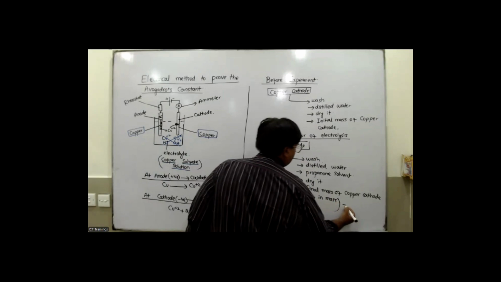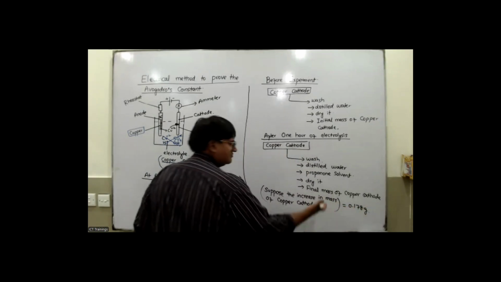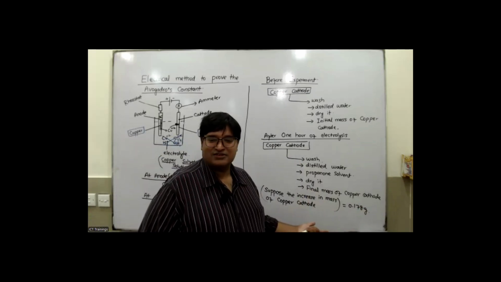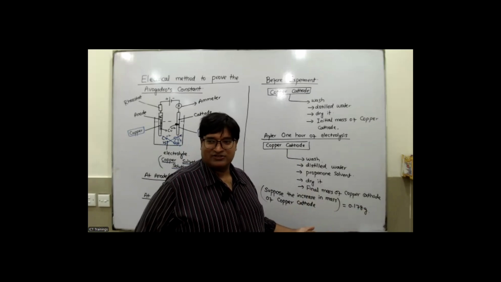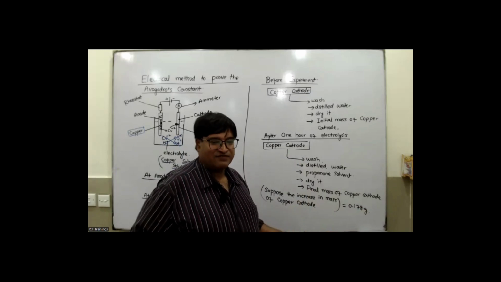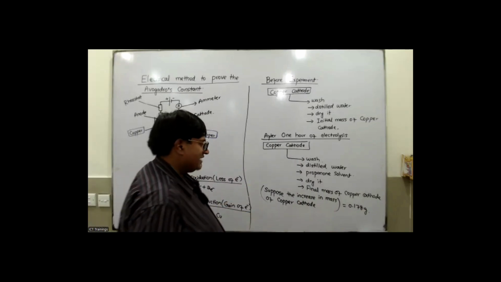That is 0.178 grams. This is, I'm going to suppose, not the actual value, so my answer wouldn't be 6.02 times 10 raised to power 23. I'm just telling you the method. After that, when you do the questions, you will be able to understand it.